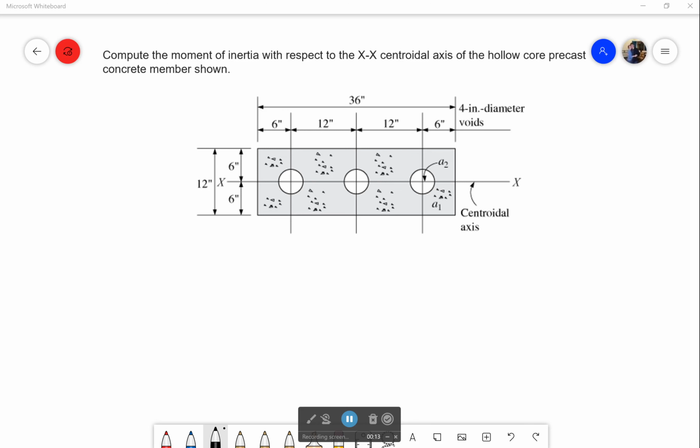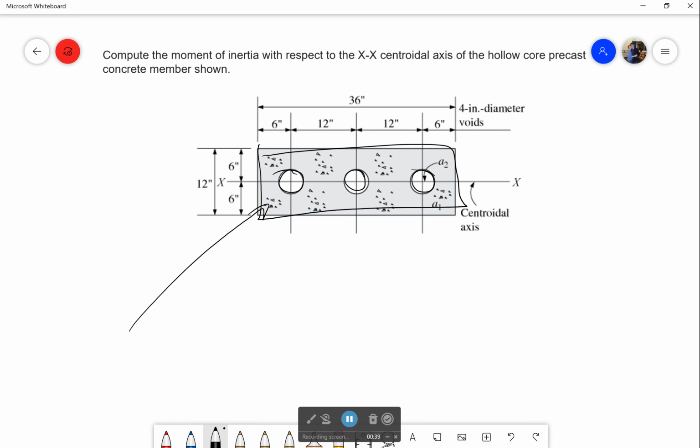The first thing you should realize is that with moment of inertia, just like with our centroids, the rectangle right here is a positive moment of inertia, and these 3 circles have a negative moment of inertia. Just like when we were doing our centroid, they had negative areas. This time they have negative moment of inertia. So we can take one complex shape and turn it into a series of very simple shapes.